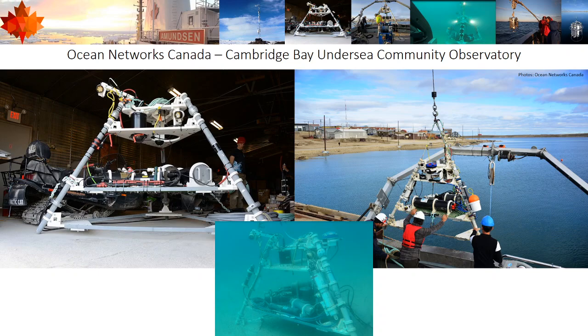So this is the sensor setup I recently got to work on. This is a community observatory in Cambridge Bay, Nunavut, and I was evaluating sensors stressed to possibly the edge of their environmental tolerances. So this is Arctic deployment. You're seeing minus 1.5 degrees seawater for most of the year. You're under sea ice for most of the year.